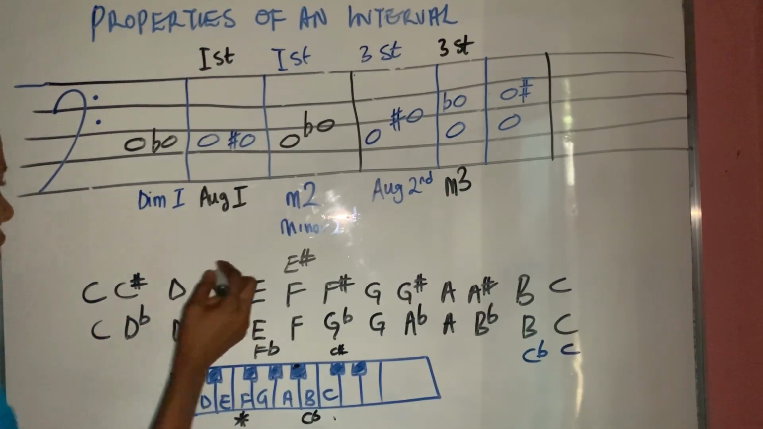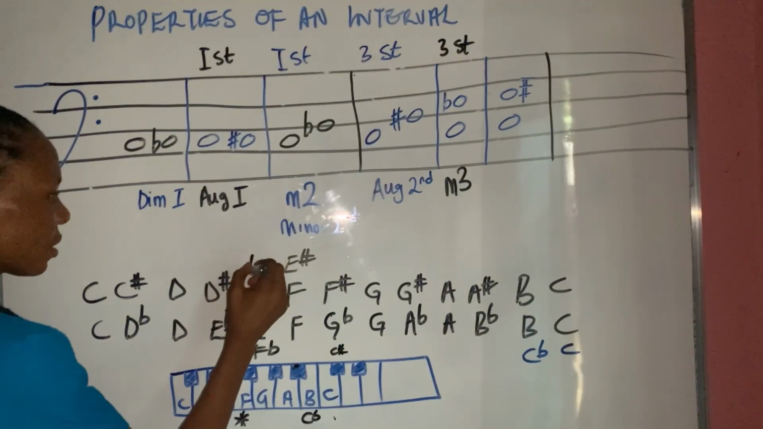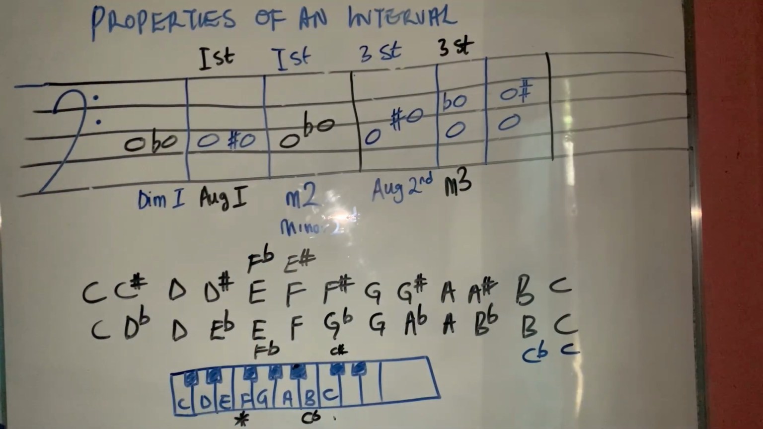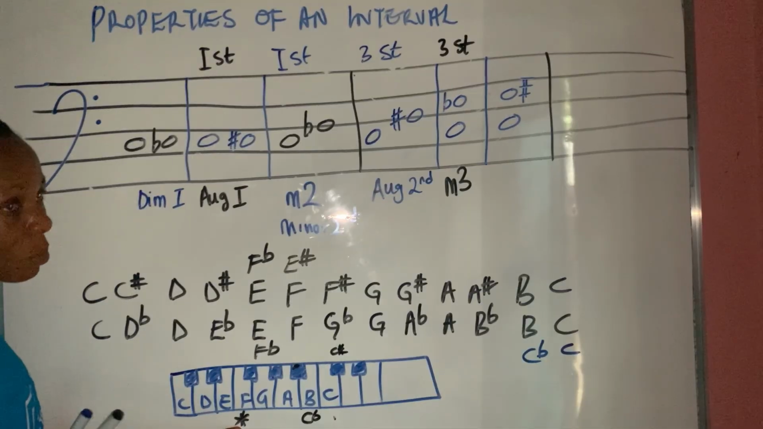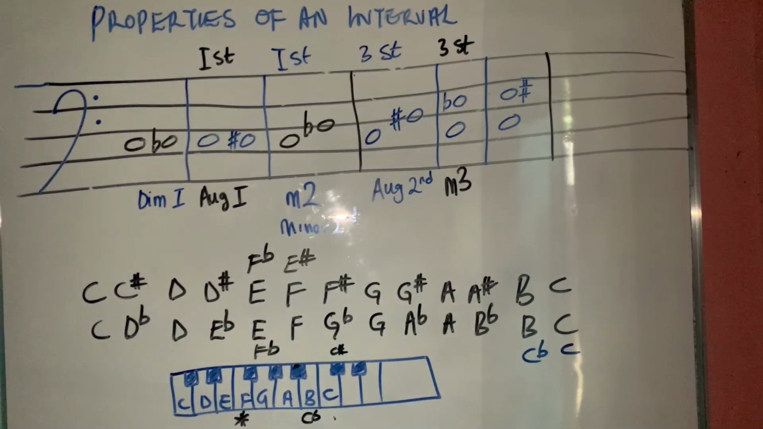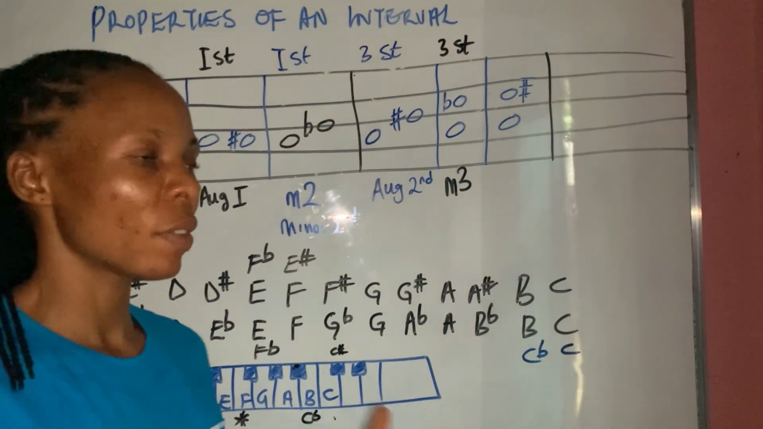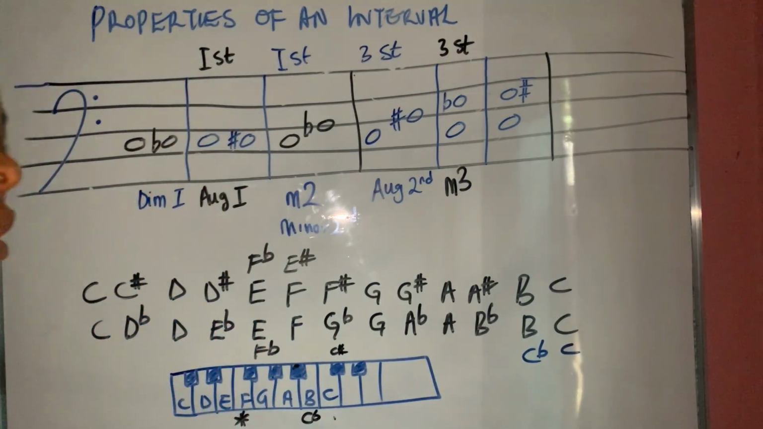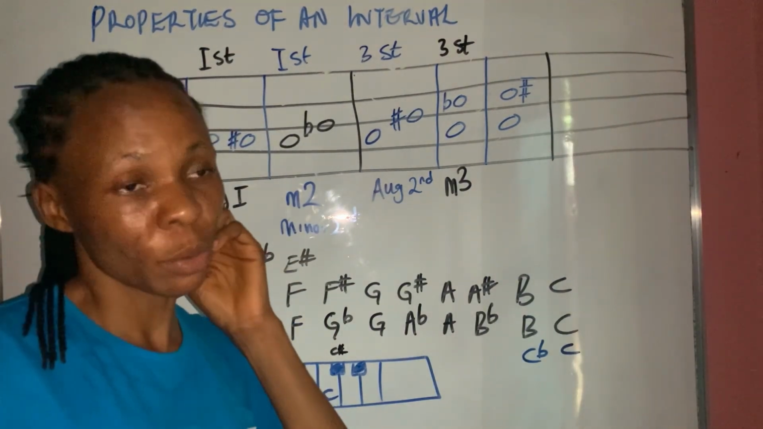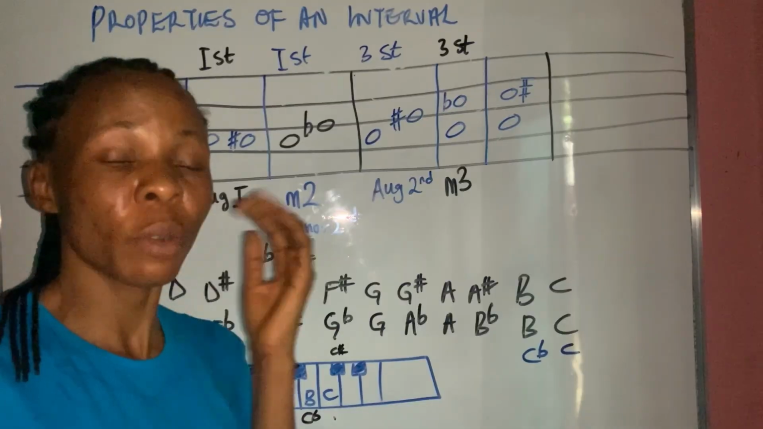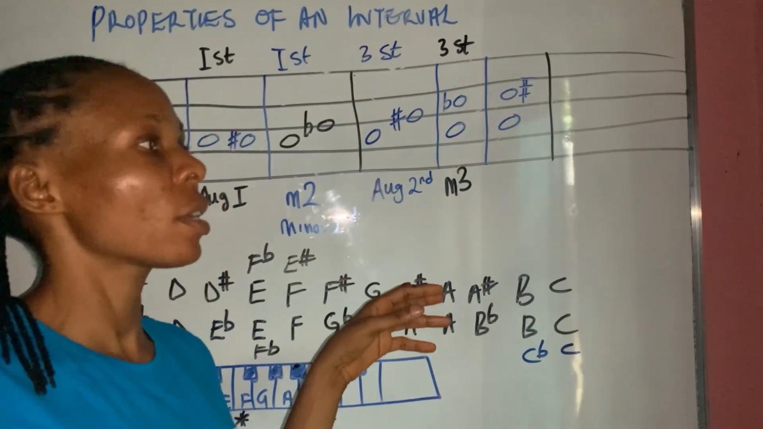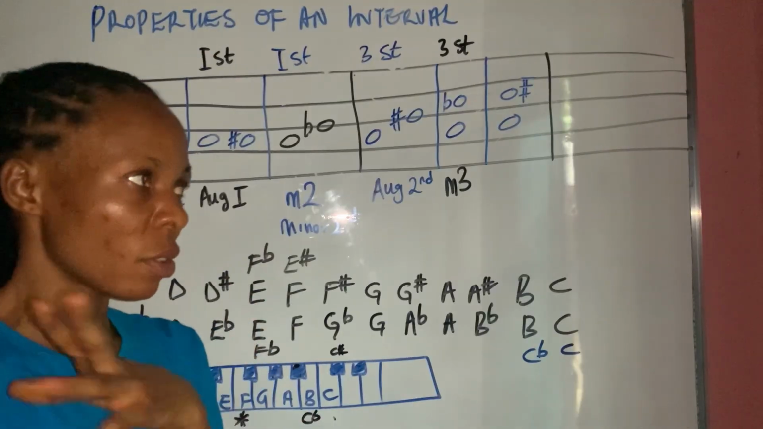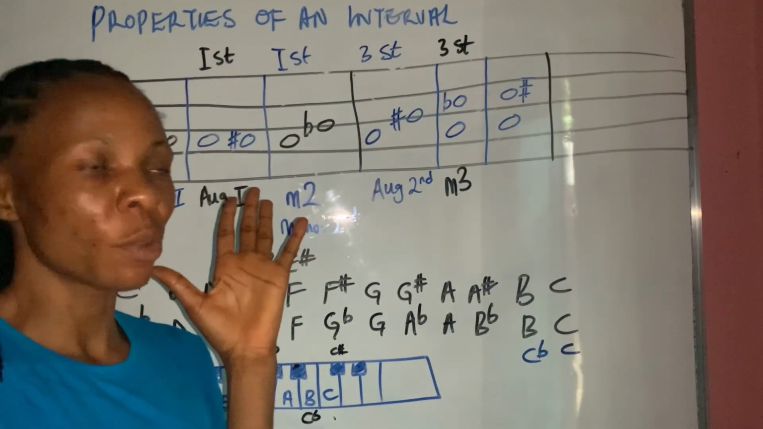So let me put it. This is E sharp and this is F flat. So this is E and this is E sharp. So F is the enharmonic equivalent of E sharp. But when you are seeing it in theory, you answer it based on the theory. When you're hearing it, you can choose whichever way you want to.